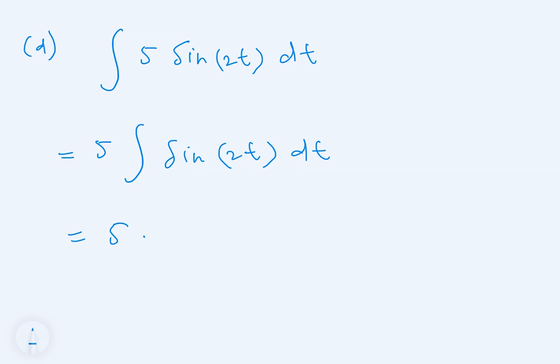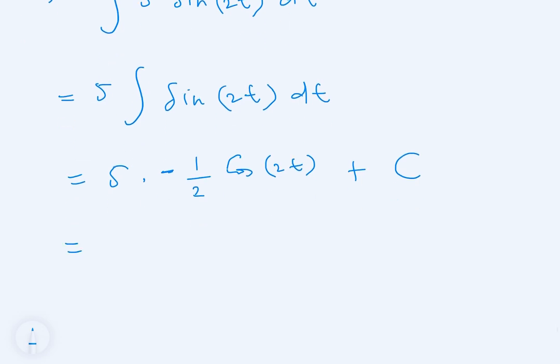It's equal to minus 1 over 2 multiplied by cos 2t plus an arbitrary constant c. So it's 5 multiplied by minus half cos 2t. You multiply that and you get minus 5 over 2 multiplied by cos of 2t plus c. So that's basically what you get for this one.